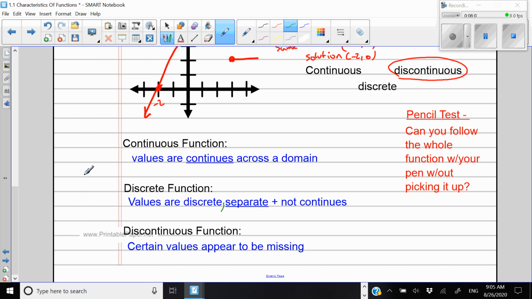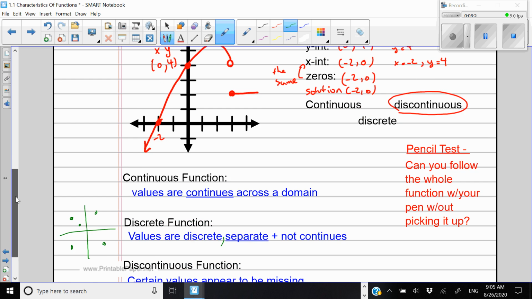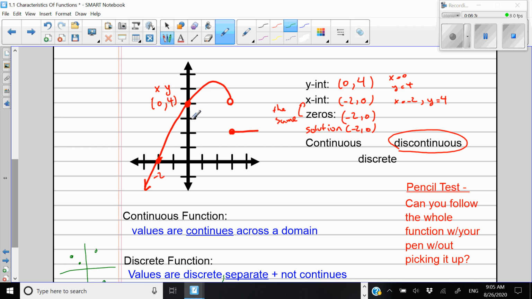What does that mean? For example, here I have a relation that has just some discrete points. The points are separate, they are not connected at all, so we call this a discrete function. What is a discontinuous function? That's when certain values appear to be missing, like this one over here. You see some values of y are missing. I have to make a jump to go to the rest of the graph. So that's why we call this discontinuous.